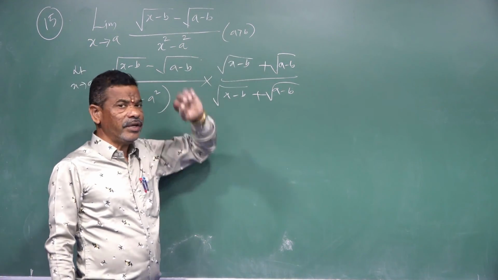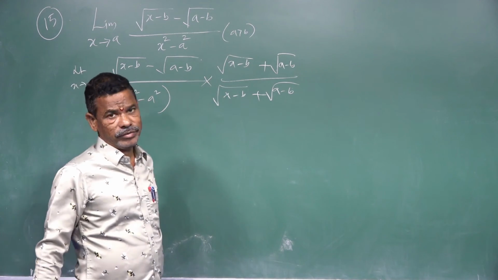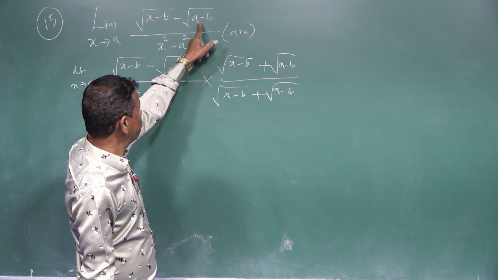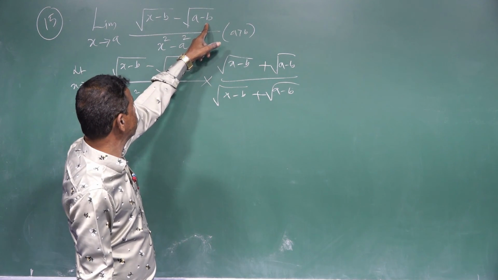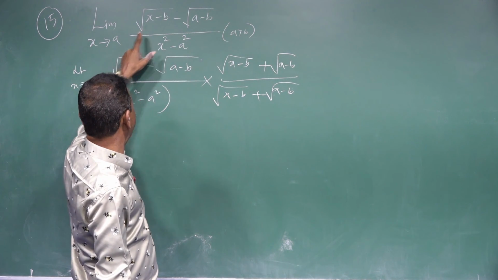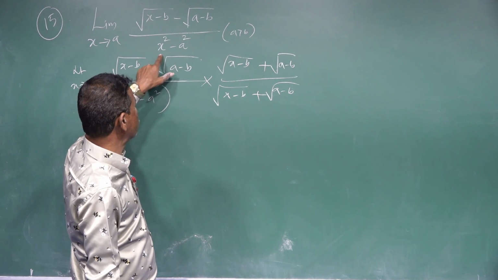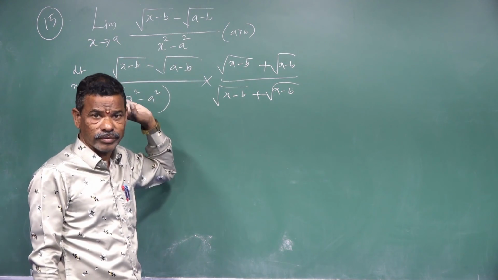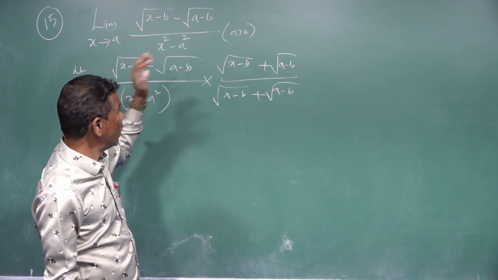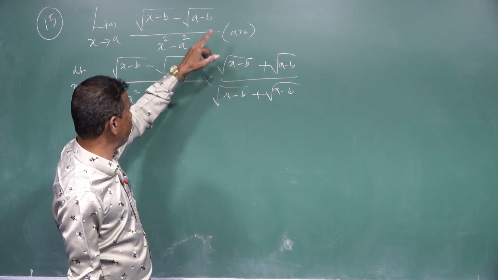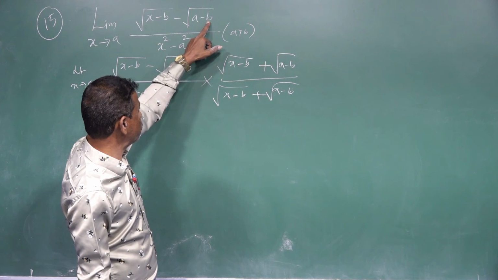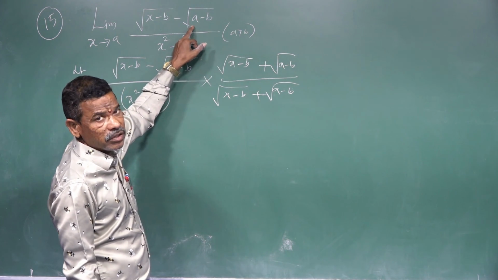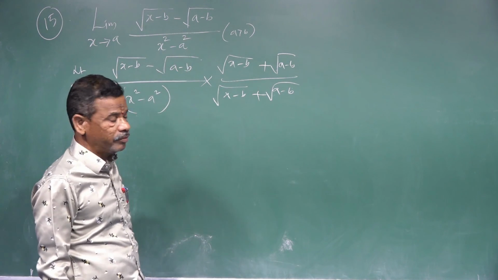a greater than b, what is the need of a greater than b? If a is equal to b, this is 0. Here a is equal to b, b minus b is 0. Here also b squared minus a squared, b is equal to a, a squared minus a squared is 0, so it is a 0 by 0 form. That's why a is always greater than b. Suppose b value is 3, here also 3 is not possible. Above 3, that means 4 or 5 etc.